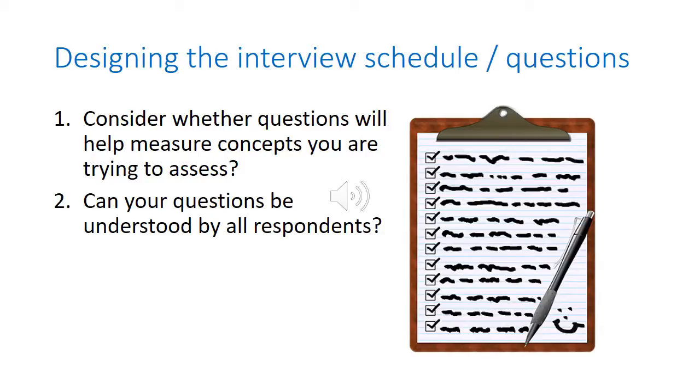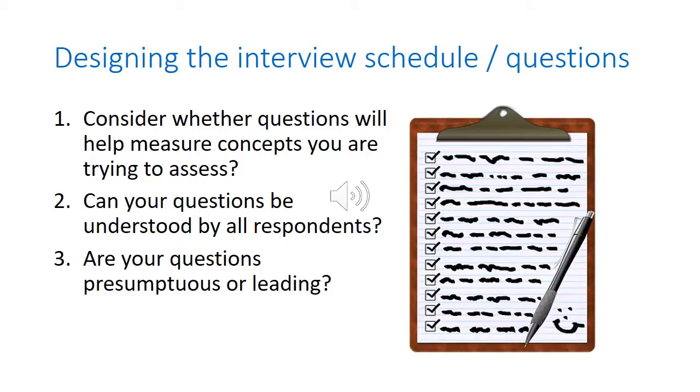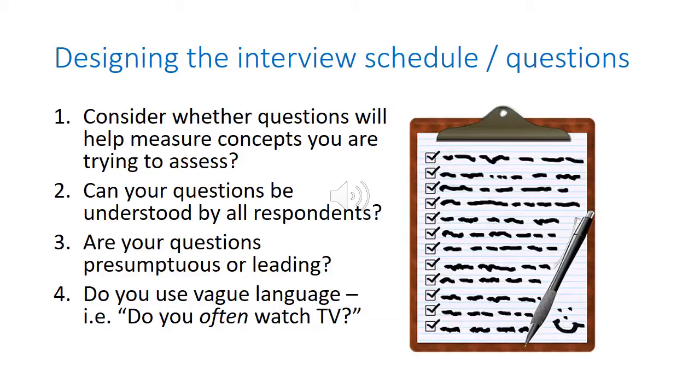Secondly, think about whether your questions can be understood and answered by all the respondents. So try to avoid being ambiguous or too general. Avoid jargon and define key terms. Another good tip is that multiple short questions are often better than long complex ones. Thirdly, try to avoid questions that are presumptuous or leading. Fourthly, try to avoid vague language. For example, the question, "Do you often watch TV?" uses the word often, which could be interpreted differently by different respondents.